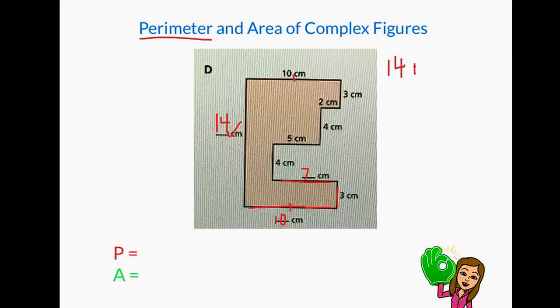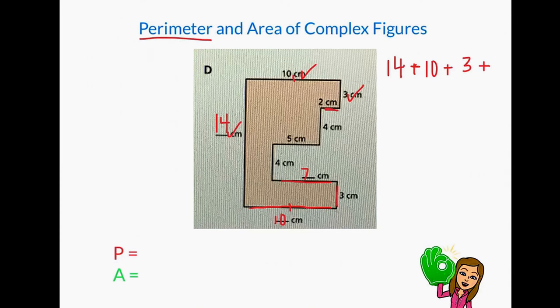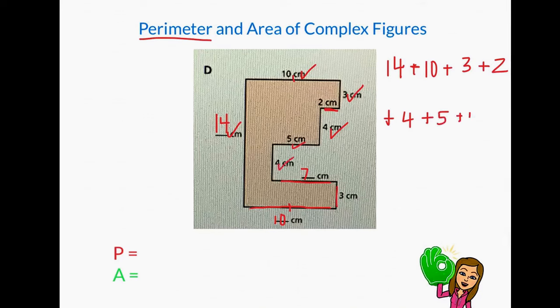14 plus 10, make that look like a plus, there we go. 14 plus 10 plus 3 plus, this one is tricky, it's almost hiding there, 2 plus 4 plus 5 plus 4, oh, this is going to be a long one, plus 7 plus 3, and finally plus 10.